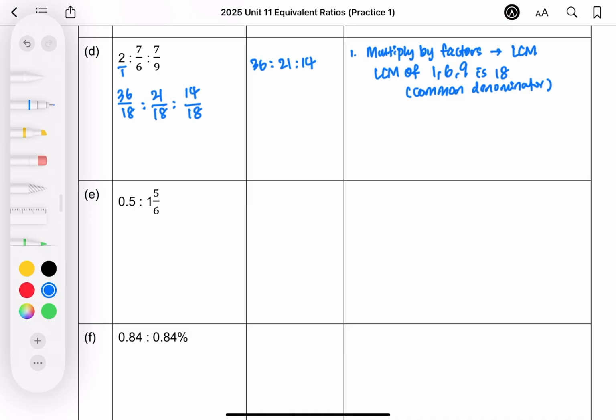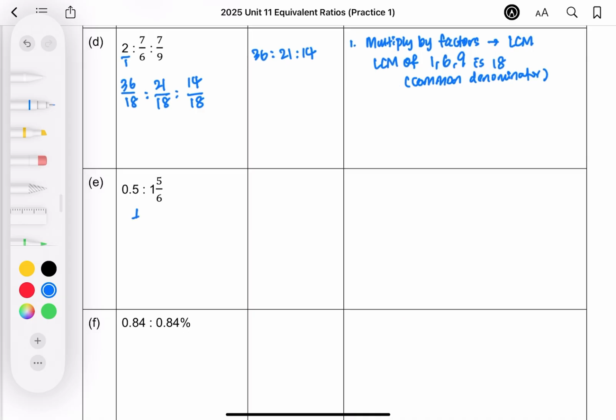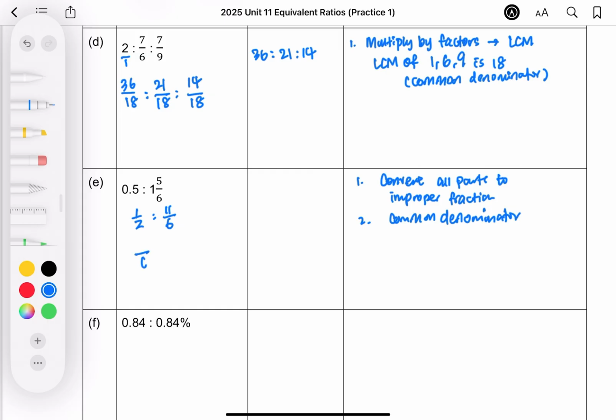Now, similarly, for part E, we have a mix of decimal and fraction, or a mixed number. So let's change everything to fractions, improper fractions. So here we get a half is to 11 over 6. So the thinking here is to convert all parts to improper fractions. And after that, the next step is to have a common denominator, just like what we did earlier. So the LCM of 2 and 6 is 6. Therefore, we get this. And with this, our ratio will be 3:11.